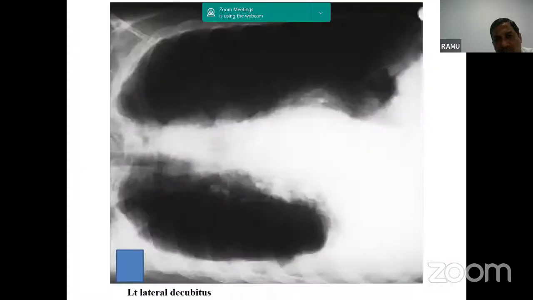This X-ray shows effusion on the left side, but it is very small. By visualization, we think the effusion is very small. But when we check the left lateral decubitus, we can see the fluid line down. If it is more than 1 mm, then the amount of pleural fluid will be more than around 5 to 10 ml.